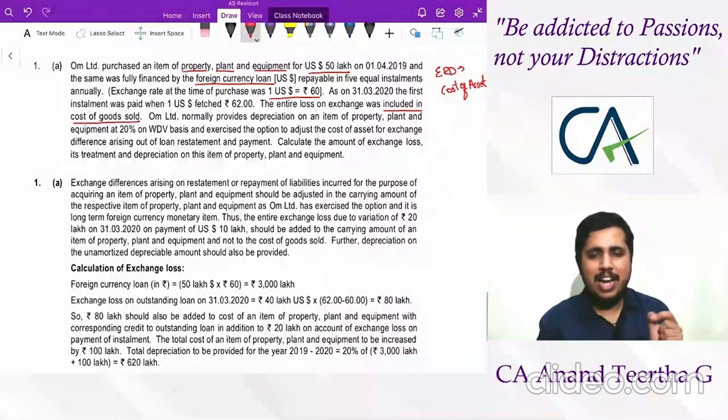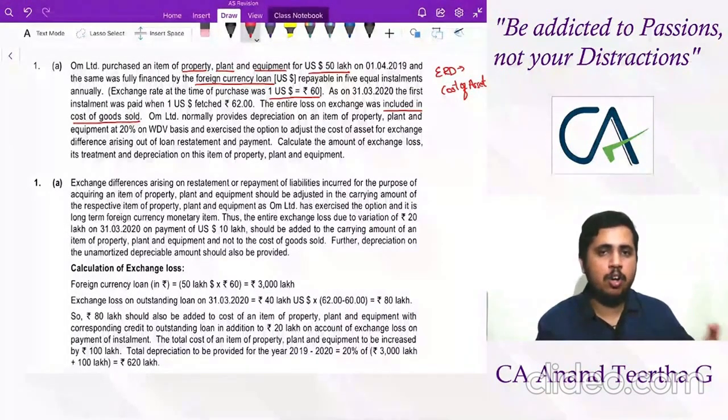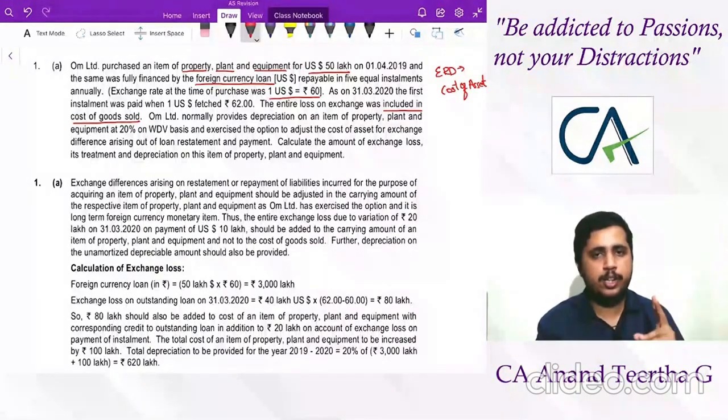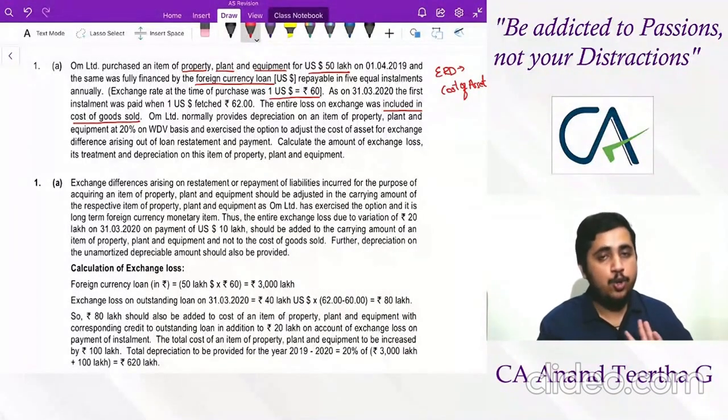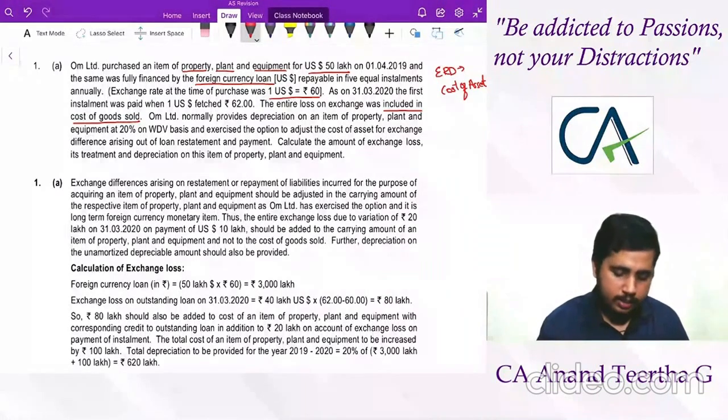Now, do we have any option when it comes to ERD to adjust it to cost of goods sold? The answer is no. ERD has got only two interpretations. Either one, take it to P&L, or two, adjust it to cost of the asset. Nowhere in the standard it mentions about adjustment to COGS. So that basically means what the company has done is wrong. They are not supposed to do this. Then what are they supposed to do?